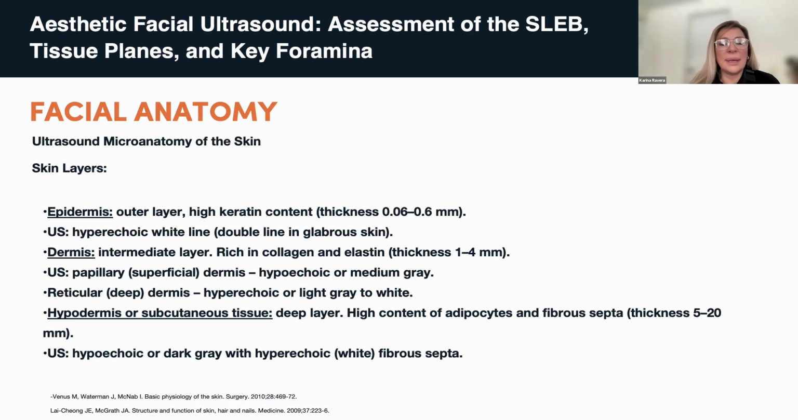So the skin is composed of epidermis, dermis, and hypodermis. The epidermis is the outer layer. It has a high content of keratin. The thickness is approximately 0.06 to 0.6 millimeters, and under ultrasound examination, it looks like a hyperechoic line. The dermis is the intermediate layer.